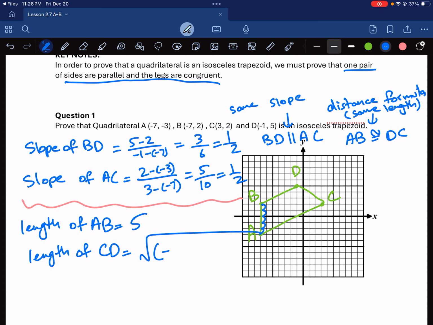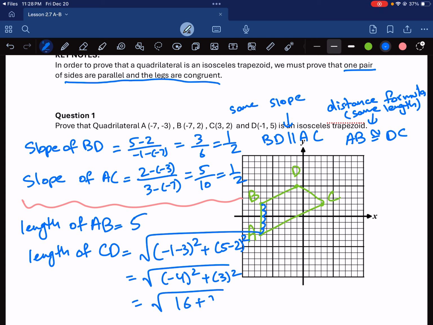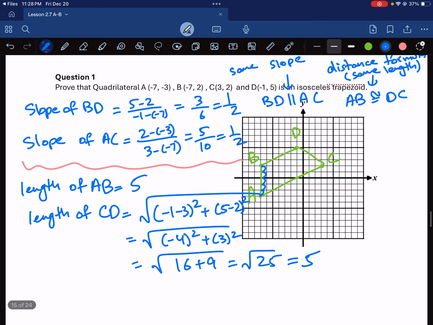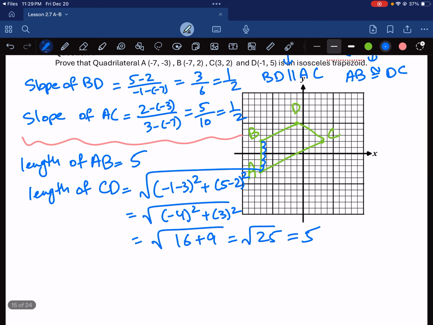You're going to get (-1 minus 3) squared plus (5 minus 2) squared, which is just (-4) squared plus 3 squared. So 16 plus 9 equals the square root of 25, which is 5. Okay, so that's it. We're done. We proved that one pair of sides are parallel, and then we also proved that the legs are congruent.